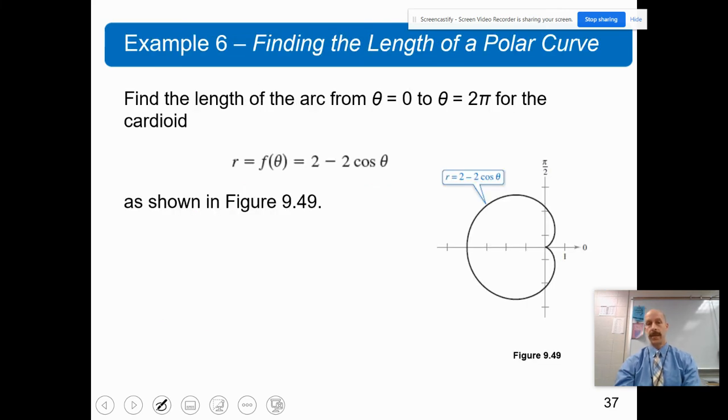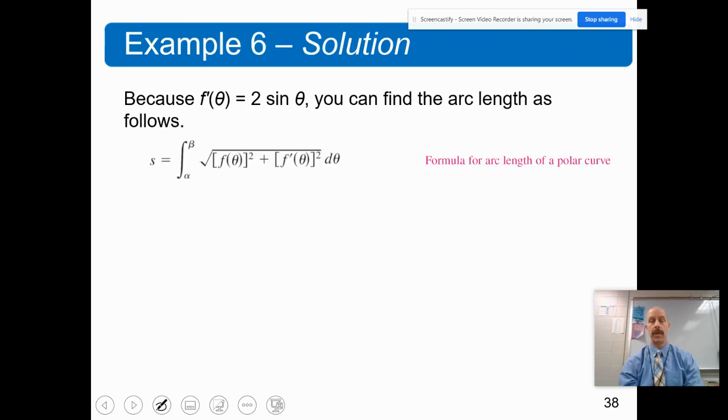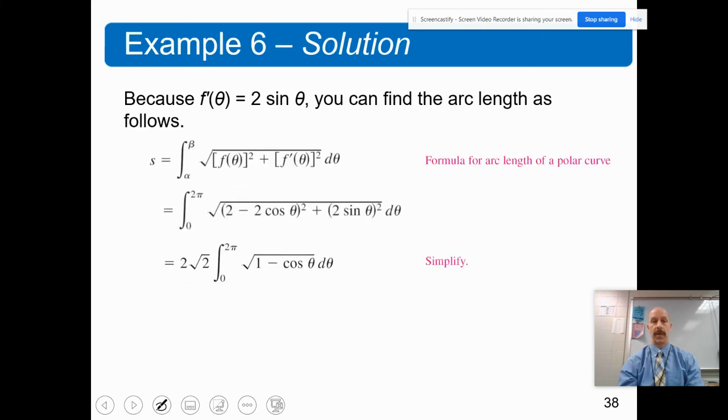And here's a quick, easy example of that. Here's our function in polar coordinates. So for the arc length, we're going to use our formula. It is going to be 0 to 2 pi because we're going all the way around the circle here. We're going to plug in our 2 minus 2 cosine theta for the function, and then its derivative is 2 sine theta. And so we get 2 radical 2, 0 to 2 pi of the square root of 1 minus cosine theta d theta.